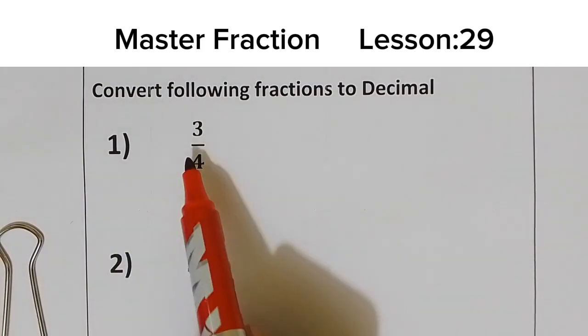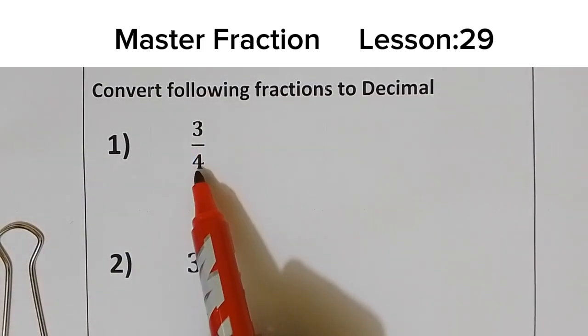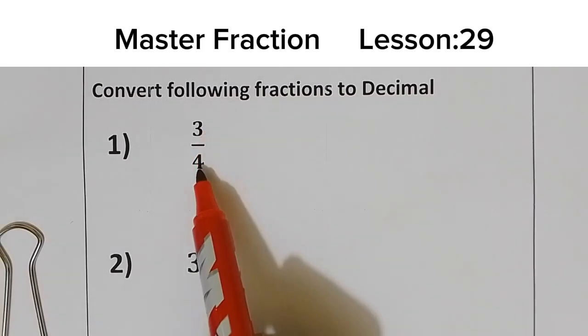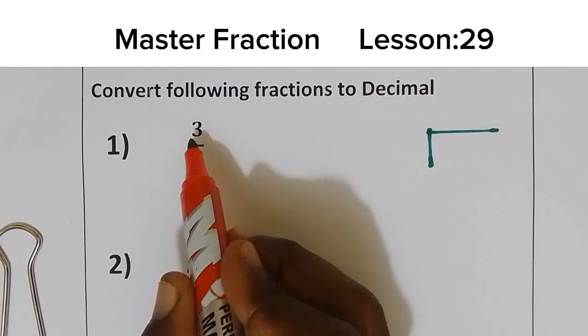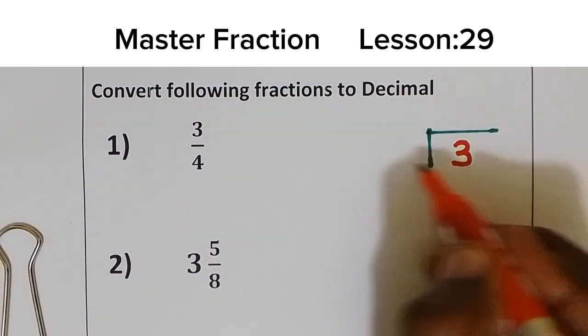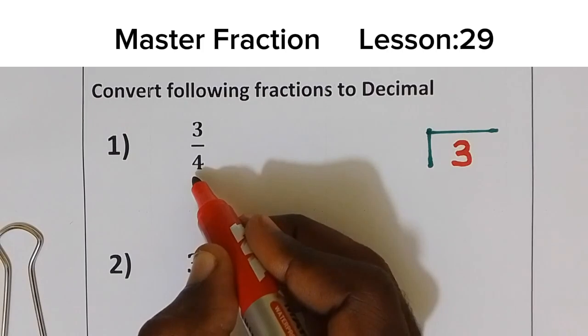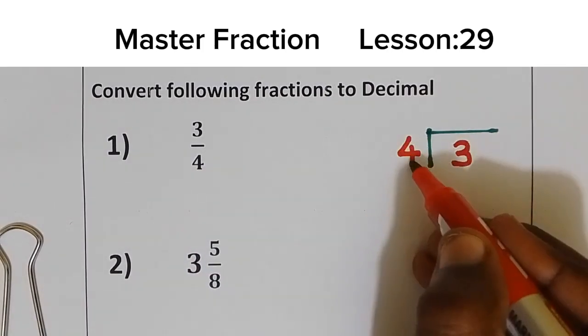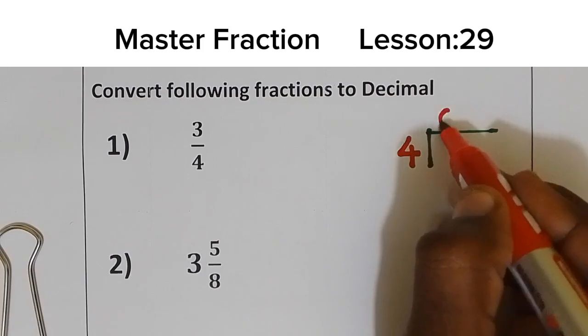We have to change 3/4 into a decimal. What we are going to do is divide. We are going to take 3 as the dividend and 4 as the divisor. So the numerator is the dividend, 3, divided by the denominator, the divisor, 4. 3 divided by 4 is impossible, so it goes by 0.